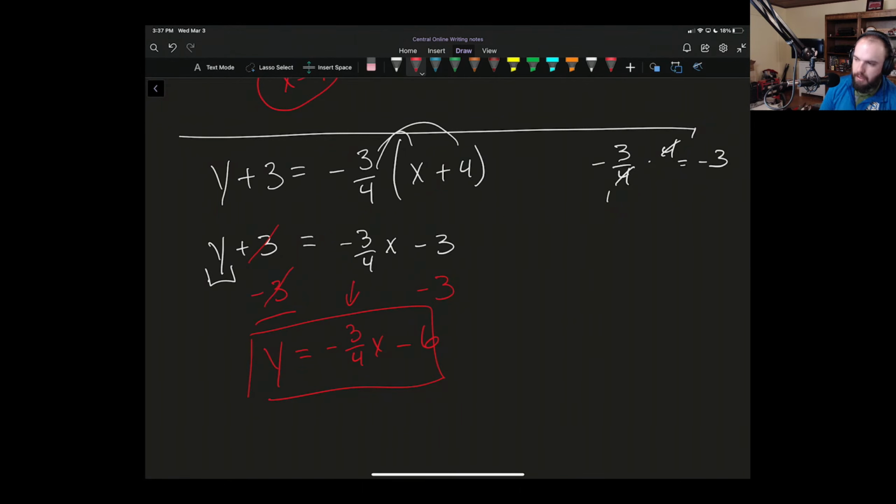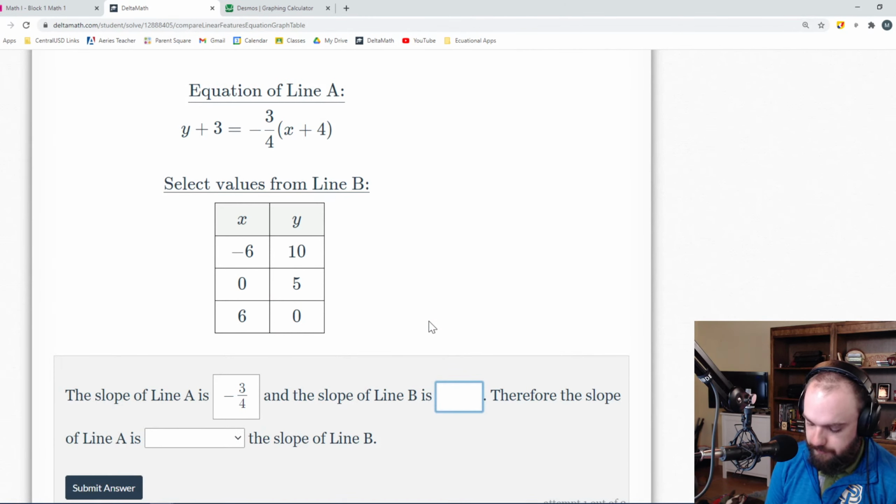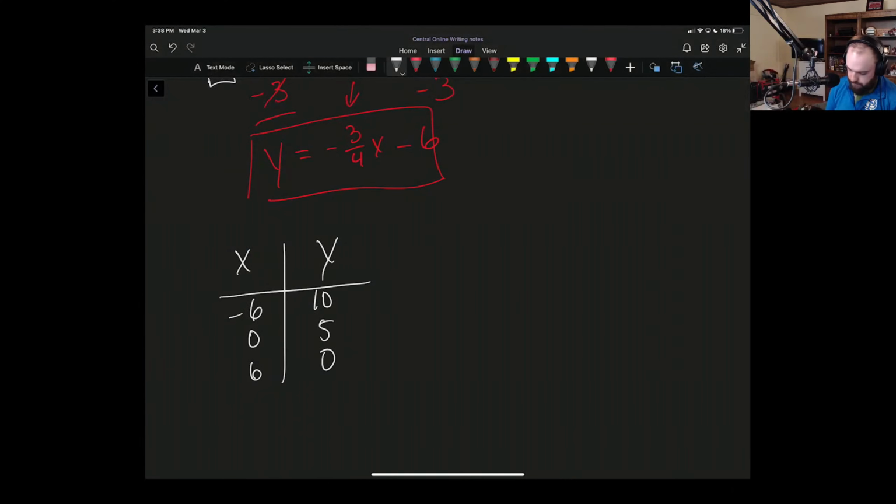All right, so when we have a table and we're looking for the slope, we need to use that equation that we were talking about earlier. So we've got our table here. We have x: negative 6, 0, and 6. And y: 10, 5, and 0. Remember we're using the equation. We're just looking for slope. So we're doing y1 minus y2 over x1 minus x2. So I'm going to pick any 2 points. I'm going to use these 2 points.